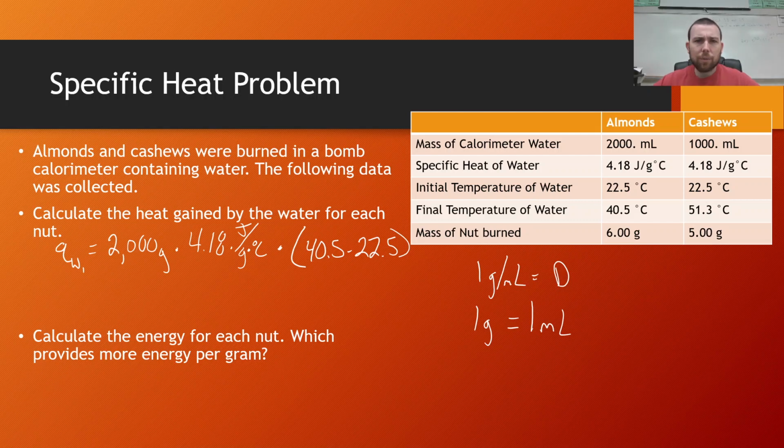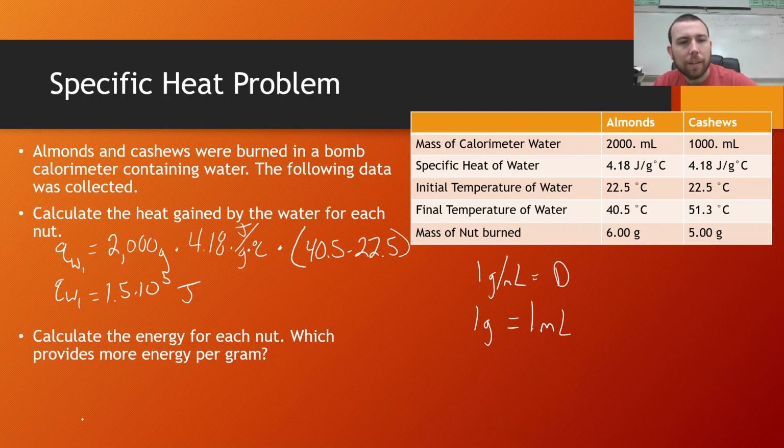And so looking at this, we need 2 significant digits in our answer. So QW1 equals 1.5 times 10 to the 5th joules of energy that was gained by the water.